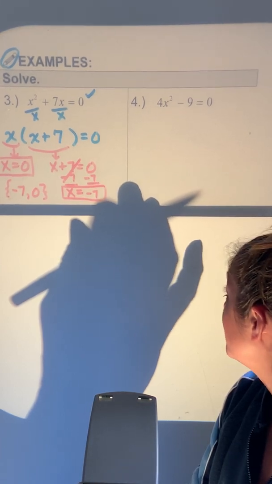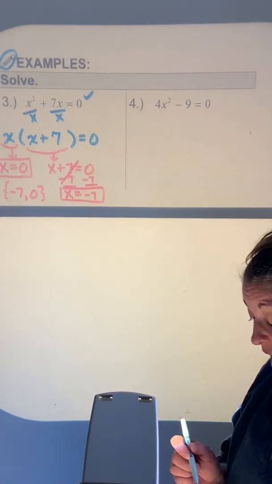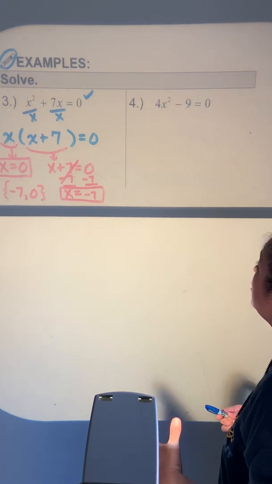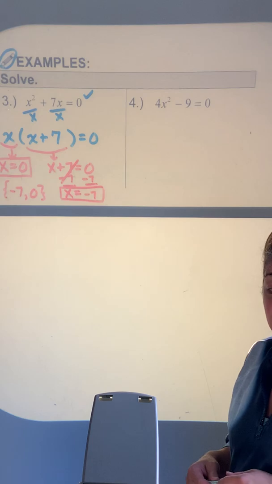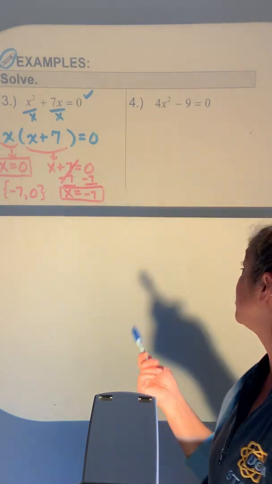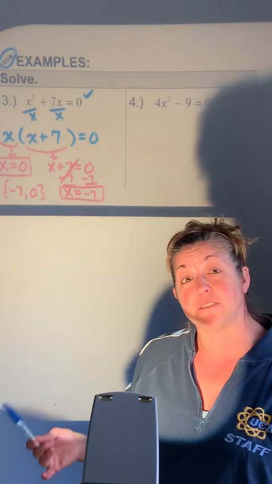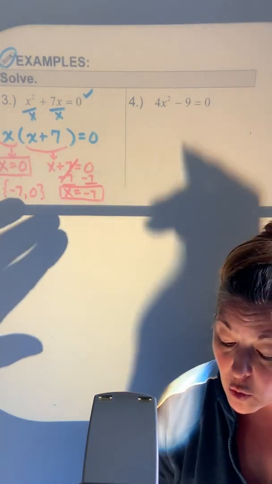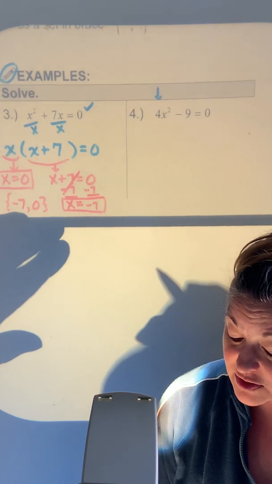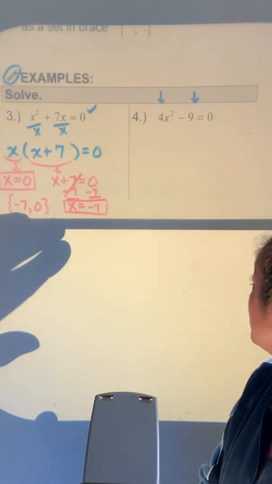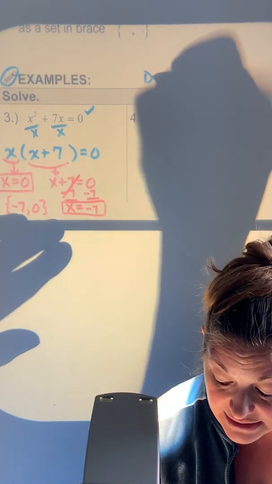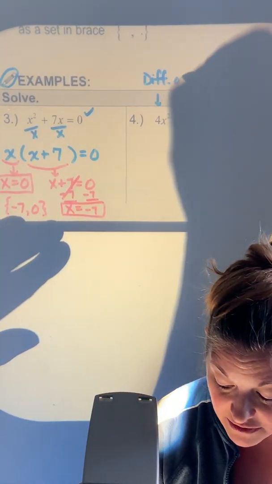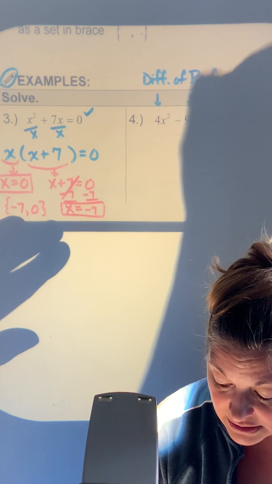Now number 4, notice that it also only has 2 terms. But in this case, there is no GCF. Well, the other thing to think about when you only have 2 terms is, maybe it's difference of perfect squares. So notice that 4 is a perfect square, and so is 9. So this is what we call difference of perfect squares. I'm going to use an abbreviation.